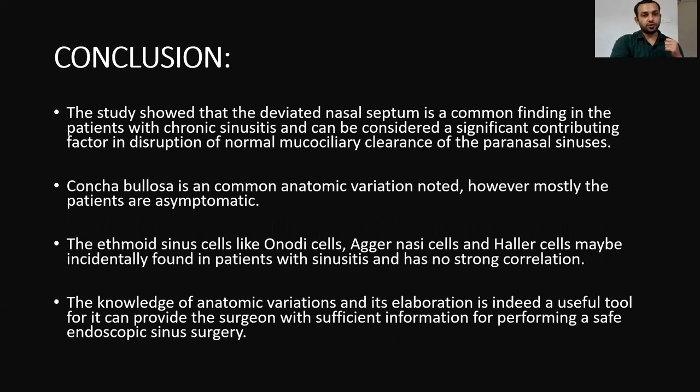The conclusion finally drawn from this study was that deviated nasal septum is a common finding in patients with chronic sinusitis and can be considered a significant contributing factor in the disruption of the normal mucociliary clearance. Concha bullosa is a common anatomical variant noted. However, mostly the patients are asymptomatic. The ethmoid sinus cells like Onodi cells, agger nasi cells, and Haller cells may be incidentally found in patients with sinusitis, however, with no strong correlation. The knowledge of anatomical variations and their evaluation is indeed a useful tool, for it can provide the surgeon with sufficient information for performing a safe endoscopic sinus surgery.